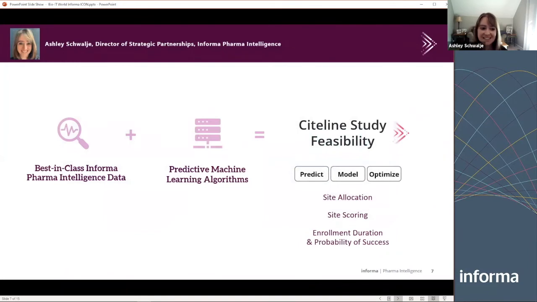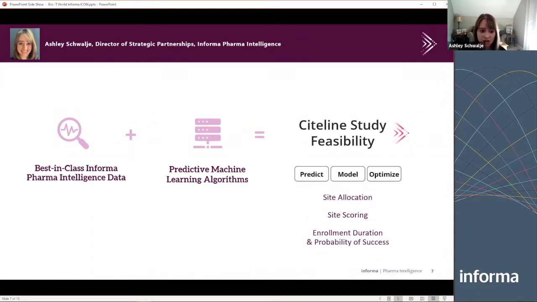All right. So our partnership story began last year in the context of Informa's new product, Sightline Study Feasibility. Sightline Study Feasibility is a solution that combines Informa's best-in-class clinical data sets with machine learning algorithms to generate predictions related to study feasibility. So users of this solution can predict, model, and optimize their feasibility scenarios and predictive outputs, which include site allocation, site scoring, enrollment duration, and probability of enrollment success.